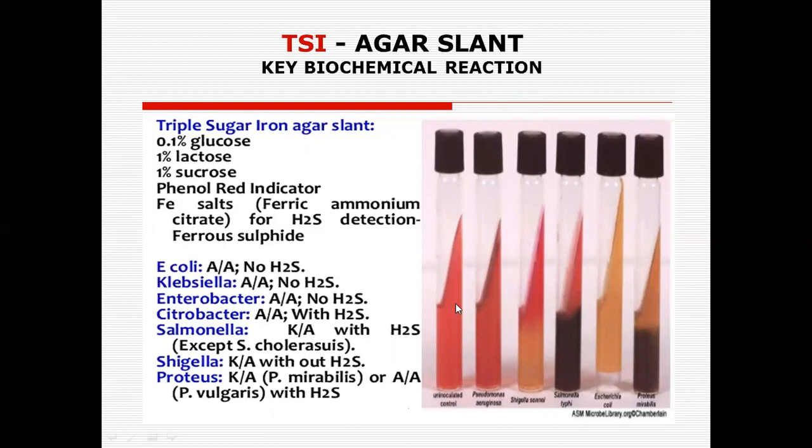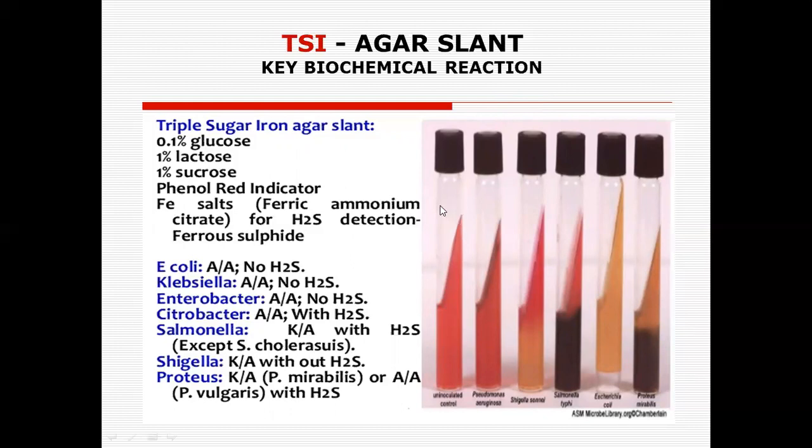So it has two components. From here till here is what we call the butt of the medium, and from here to here is the slant of the medium. Now this area is poorly oxygenated, up till here. This area is highly oxygenated, and it has great significance. Just keep in mind.